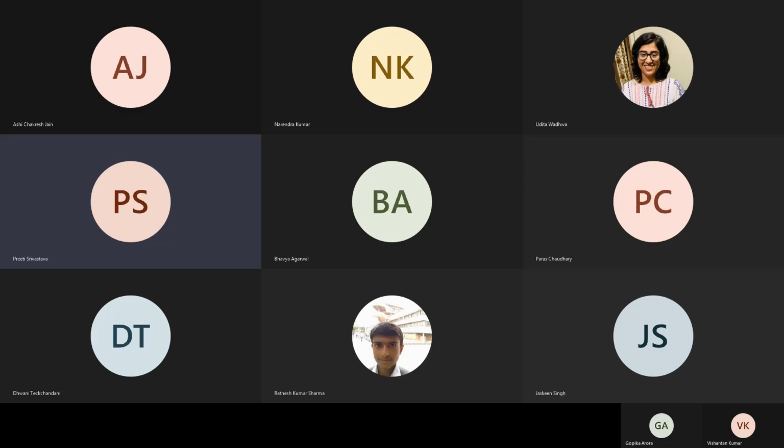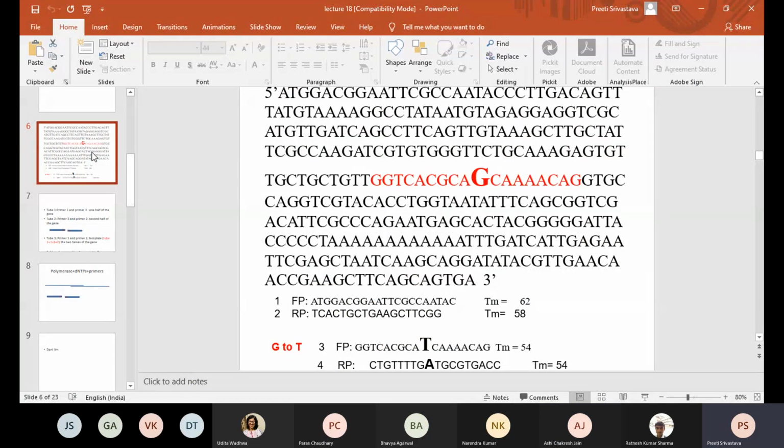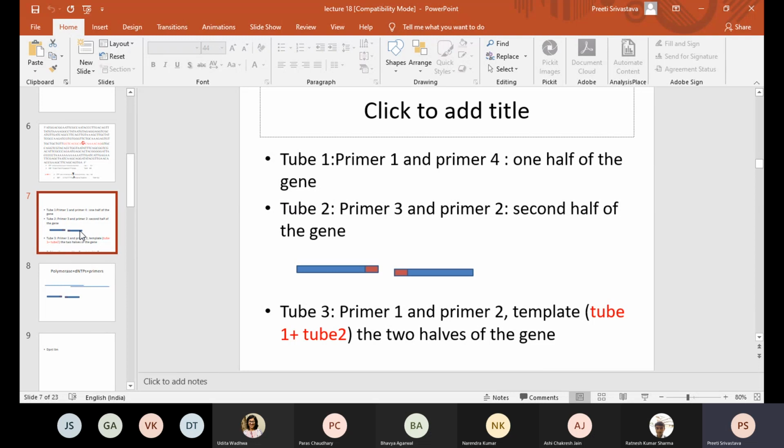We designed 4 primers: primer 1, 2, and then primer 3 and 4, right? And then we set up the reaction in 2 different tubes. In tube 1, primer 1 and 4, which led to amplification of one half of the gene, and in another tube you had the combination of primer 3 and primer 2, which led to the amplification of the second half of the gene, right?